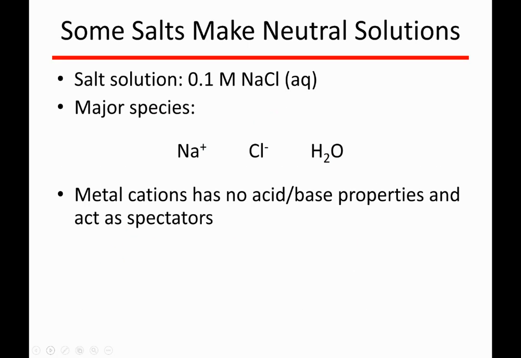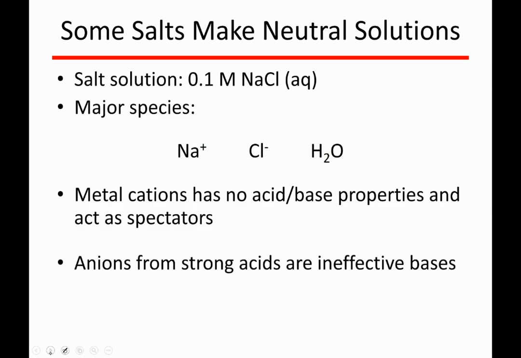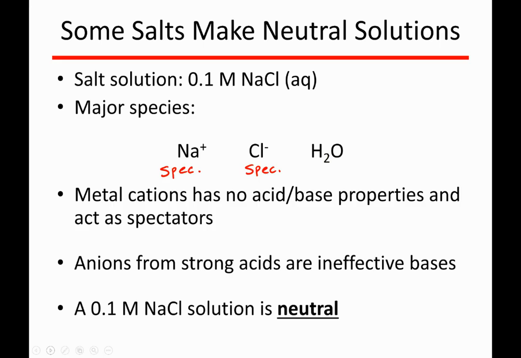All right, so just to summarize where we are here: metal cations have no acid-base properties, so they'll always act as spectators. Anions or conjugate bases from strong acids are ineffective bases, and so those are also spectators. So what we have here is two spectators and water. Therefore, in terms of acid-base chemistry, all we have controlling the pH is just water. And so this is going to end up being a neutral solution. Water has a pH of 7. Na+ doesn't change the pH. Cl- doesn't change the pH. And so this solution will have a pH of 7. It will be completely neutral.